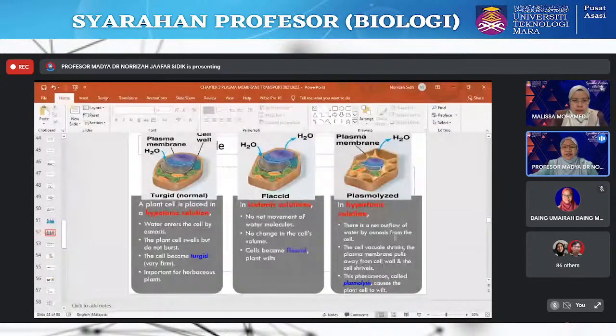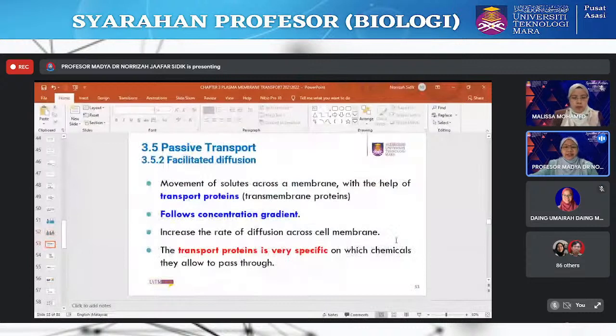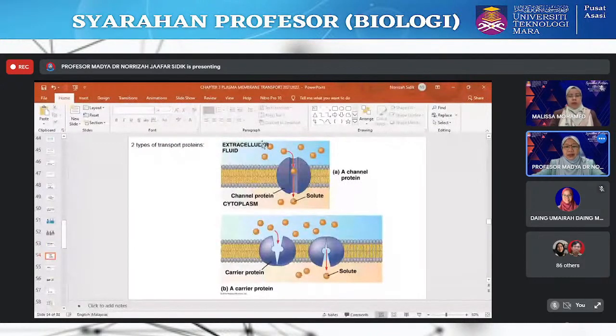The movement of solutes across the membrane, with the help of transport proteins, is facilitated. This is about facilitated diffusion. It follows the concentration gradient and increases the rate of diffusion across the cell membrane. Transport proteins are very specific about which chemicals they allow to pass through. You can see the transport proteins here. There are channels, where the solutes can move through the channel proteins, and the carrier protein, which will change its shape.